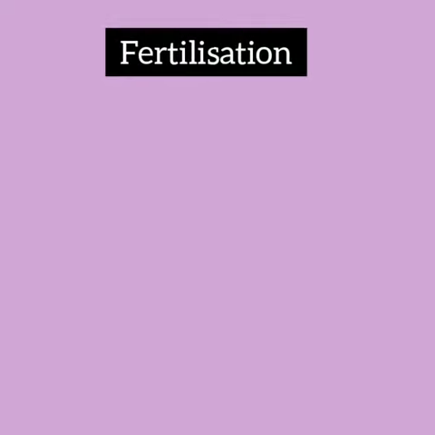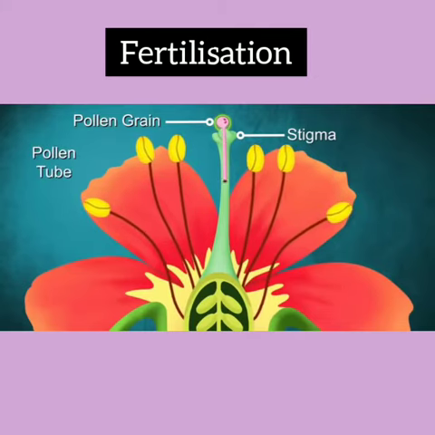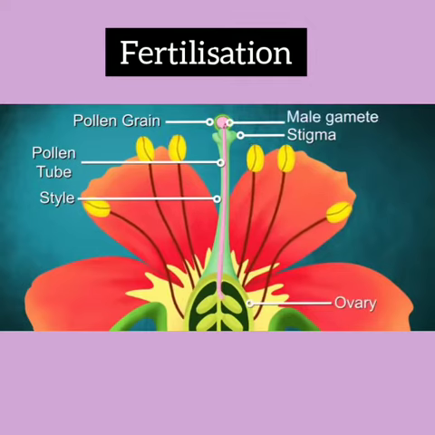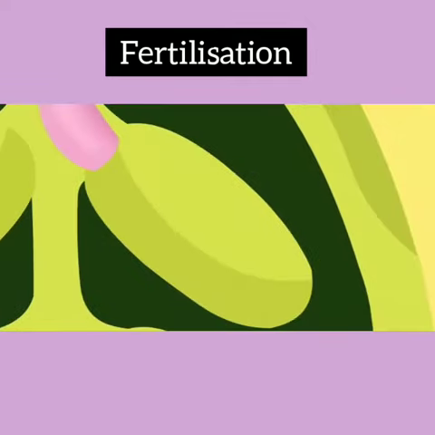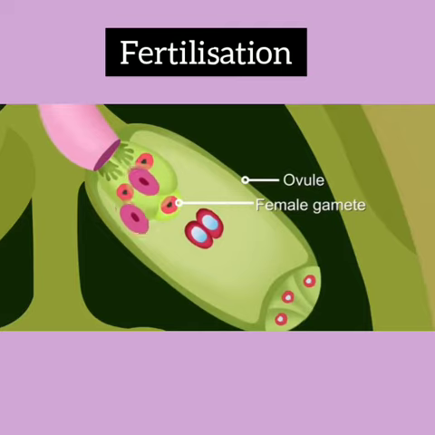Fertilization. After landing on the stigma, a pollen tube comes out of the pollen grain that moves down the style and reaches the ovary. The pollen tube carries the male gamete to the ovary. Inside the ovary, the male gamete moves towards the ovule and fuses with the female gamete to form a zygote.